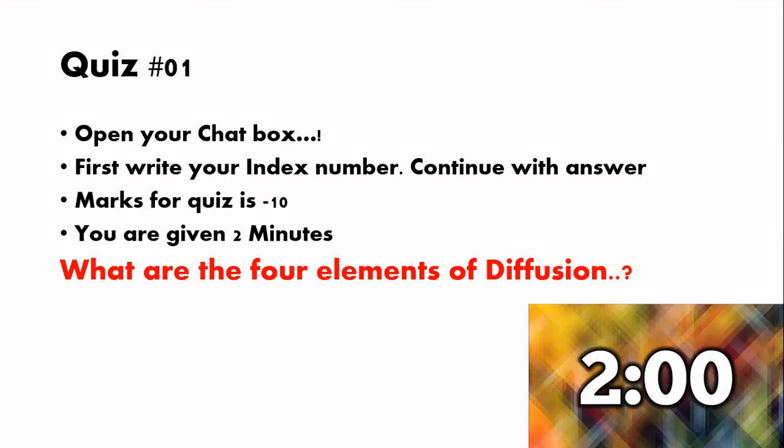Yes, quiz number one is appearing on the board. What are the four elements of diffusion? That is the question. Please write the four elements. It is a very, very simple question, and I told you. I want to give you those 4 marks. That is why I give 10 marks for quizzes.